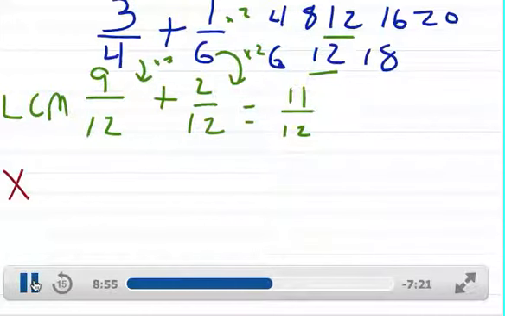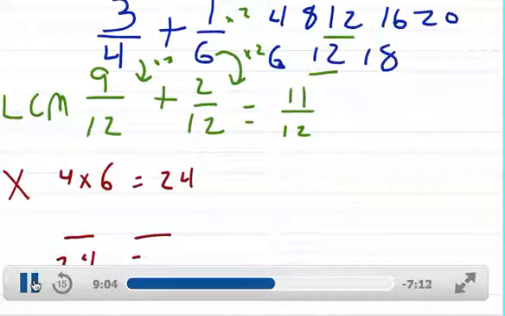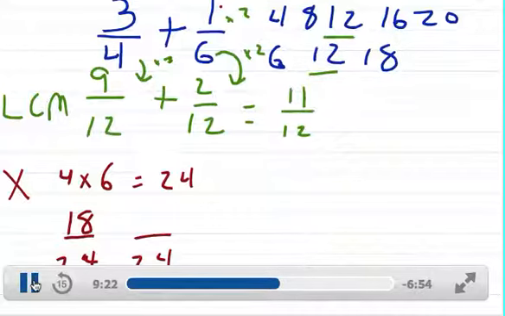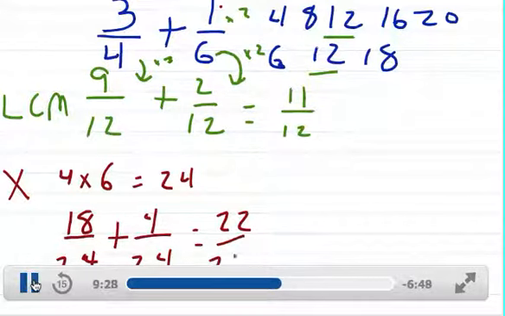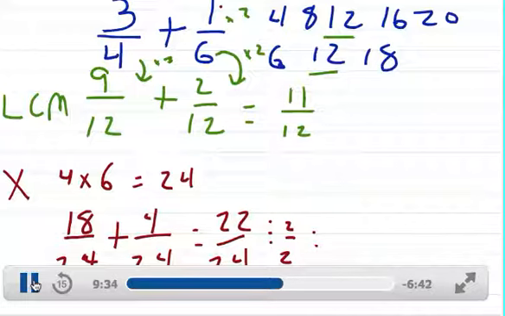Here I'm going to multiply my denominators. What is 4 multiplied by 6? 24. So I know I need to find two equivalent fractions with denominators of 24, equivalent to my original. So I went from 4 to 24 by multiplying by 6. So 3 multiplied by 6 is going to be 18. And I went from 6 to 24 by multiplying by 4. So 1 multiplied by 4 is 4. I add those together, and I get 22/24. I notice that both numbers are even, so I can reduce by dividing by 2 over 2. And I get 22 divided by 2 is 11, and 24 divided by 2 is 12.